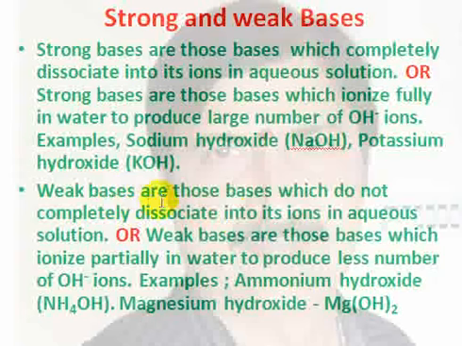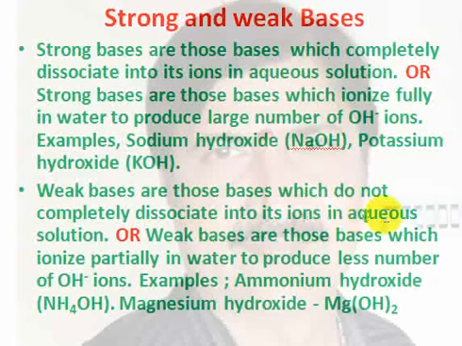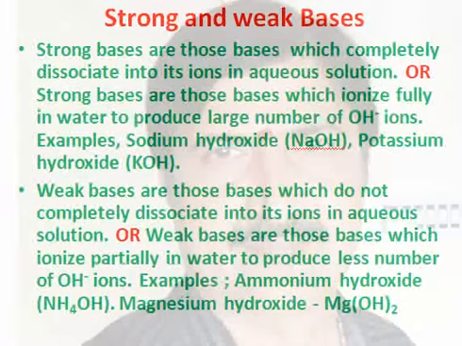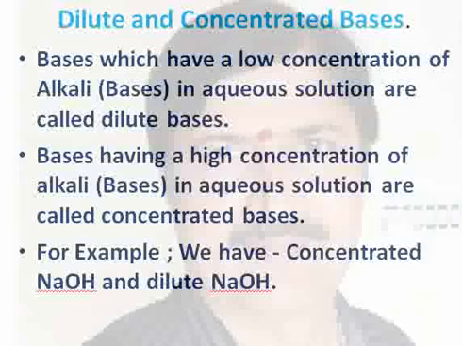Then weak bases are those bases which do not undergo complete dissociation. That means they partially dissociate in the aqueous solution. They produce a smaller number of OH minus ions, so they are called weak bases. Ammonium hydroxide and magnesium hydroxide are examples for weak bases.